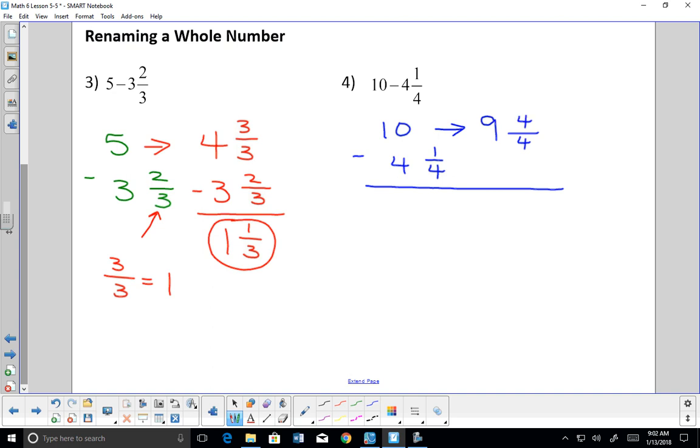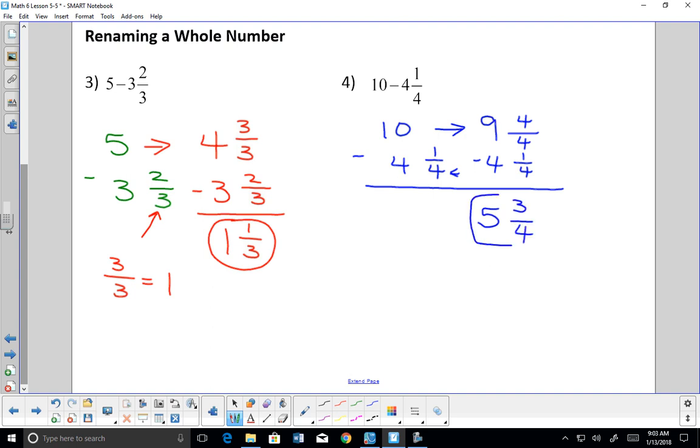Because my denominator here was 4, that's why I chose 4/4. If my denominator would have been 12, I would have chosen 12/12. If my denominator was 128, I would have chosen 128 over 128. So now I'm going to take 9 and 4/4 and subtract 4 and 1/4 from it. 9 minus 4 is 5. 4 minus 1 is 3. So I have 5 and 3/4.